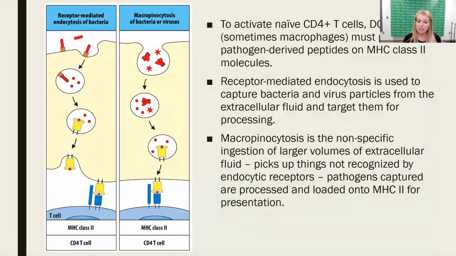Receptor-mediated endocytosis is the process that bacteria and maybe some floating around viral particles are picked up from the extracellular fluid by the dendritic cells. And so these are considered somewhat extracellular pathogen. And so that's why they're going to be presented on MHC class II. Macropinocytosis is the process of bringing in fluid. But regardless, MHC class II will present exogenous antigen.